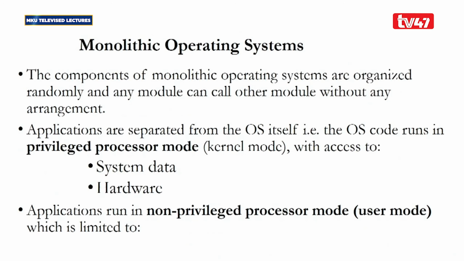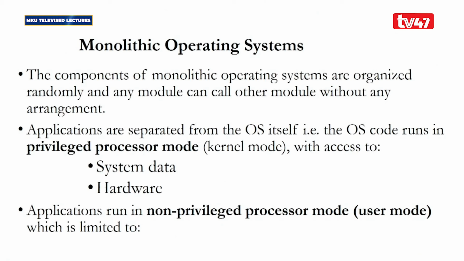Then we move to the second type of structure, which is the monolithic operating system. Here, the components in the monolithic operating system are organized randomly, and any module can call another module without any arrangement. There is no structure really that they follow. They are random, and any module can access or call another module. When I say call here, I mean request or send a message or receive a message from another module.